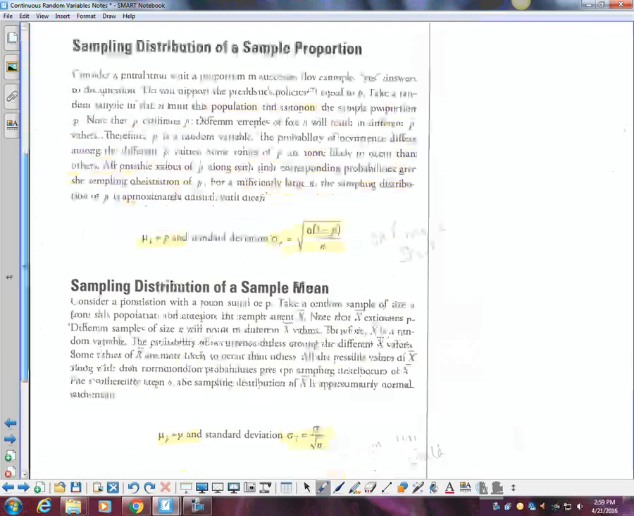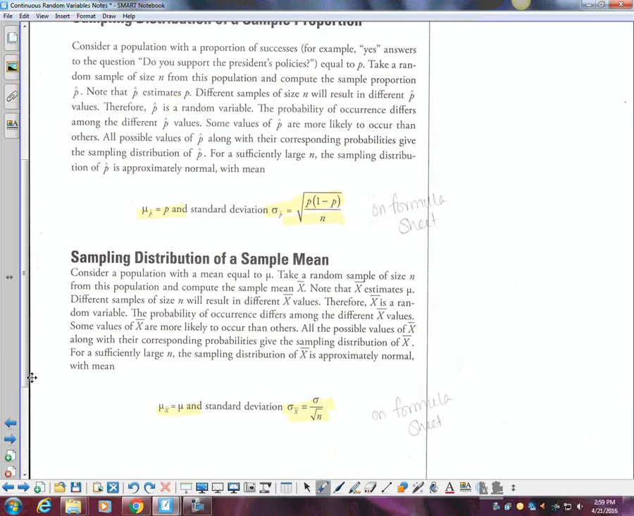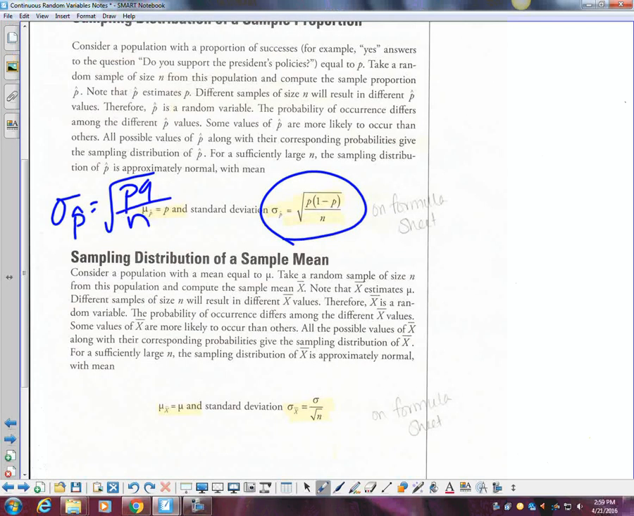Sampling distribution of a sample proportion. We talked about this guy. We didn't do the 1 minus P. We did PQ over N. And again, if it's sample information, they should have hats on them. There he is again.